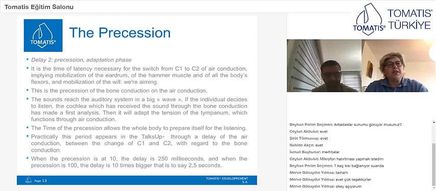So then we have the precession. So it's delay 2 or precession. It's what we call the adaptation phase.